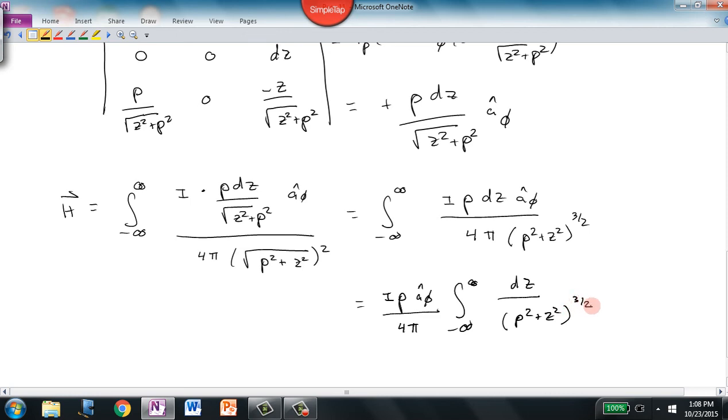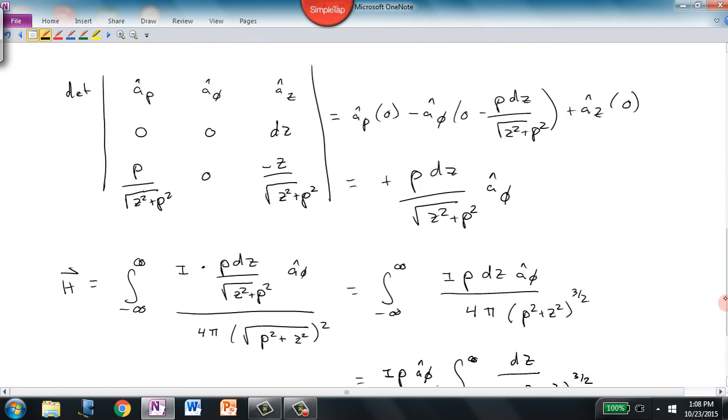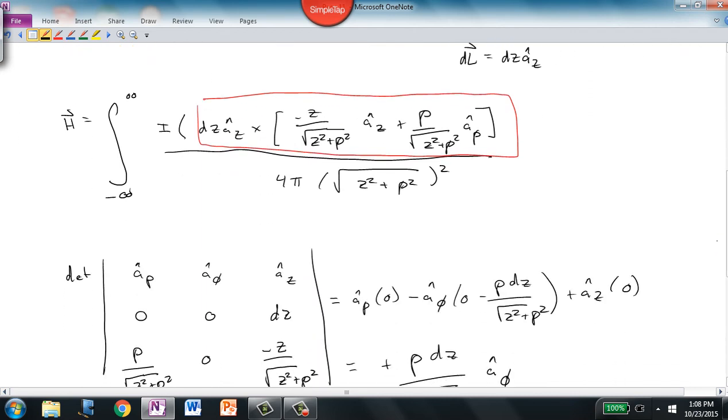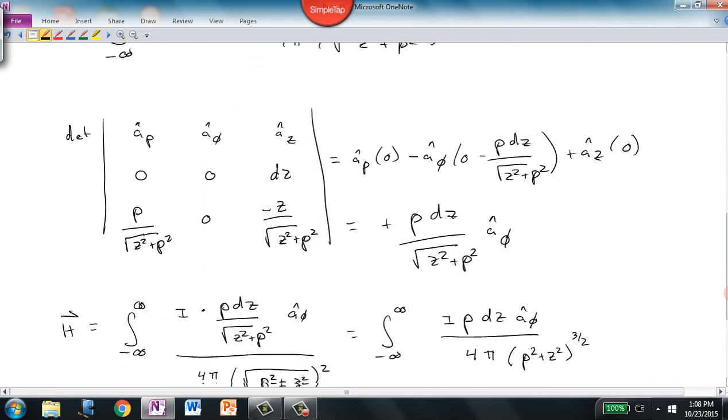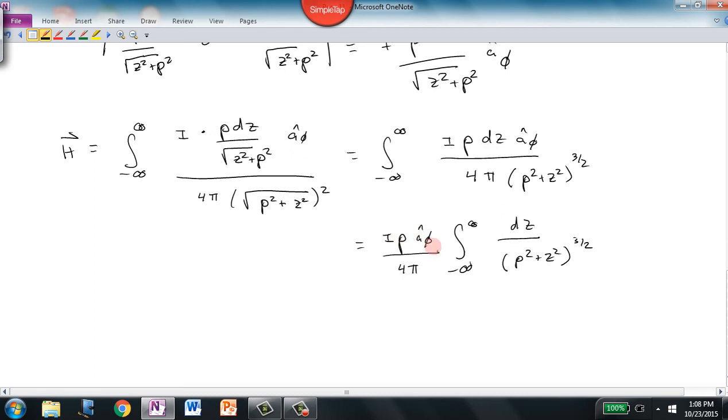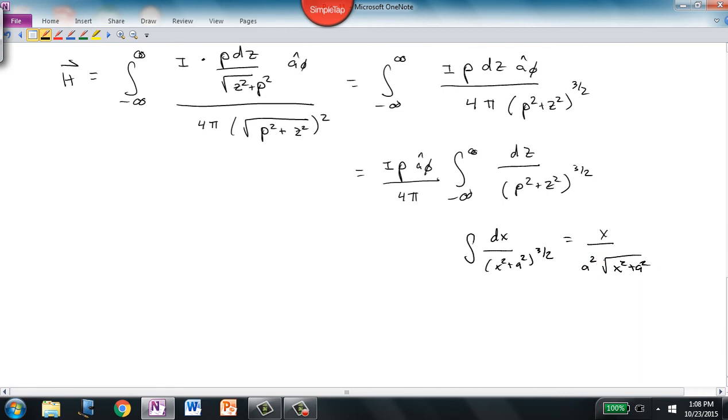And so what ended up looking like a very, very difficult integral to solve here, just through algebraic simplification, we've put it into a form that's relatively easy to solve. This is an integral that's commonly found in tables of integrals. The integral of dx over x squared plus a squared to the 3/2 is just equal to x over a squared times the square root of x squared plus a squared. You can find that in most calculus textbooks.